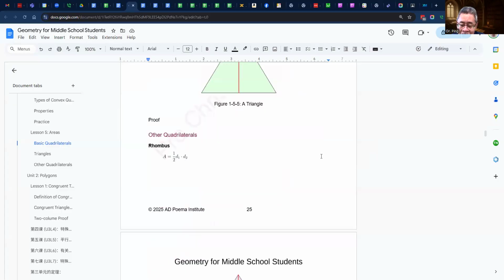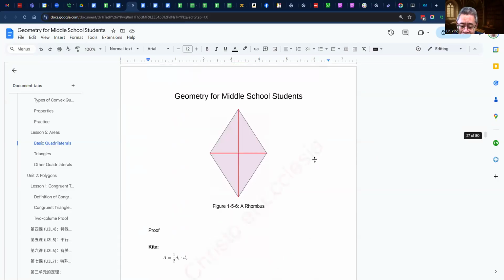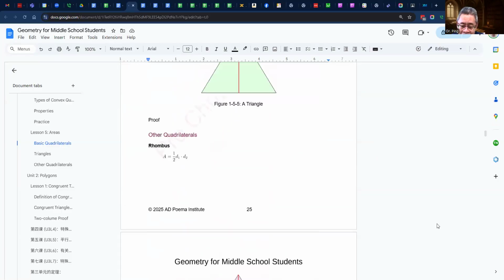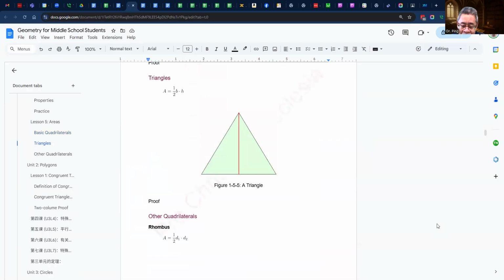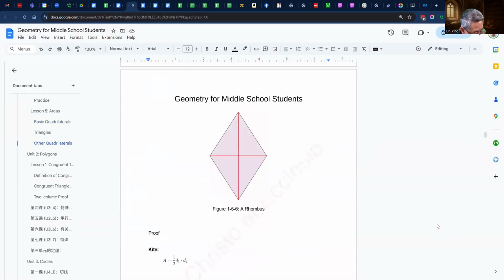Okay. So now we're going to look at the other two quadrilaterals. The first one is the rhombus. A rhombus looks like this. Do you remember the definition of a rhombus?